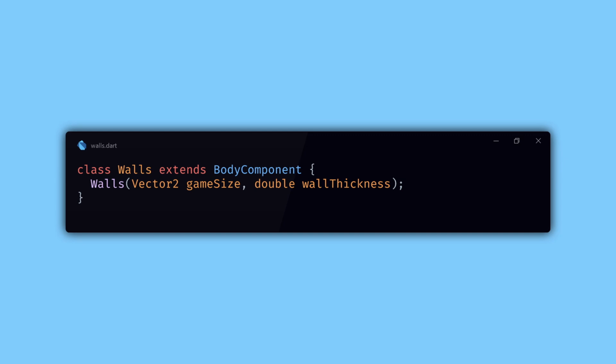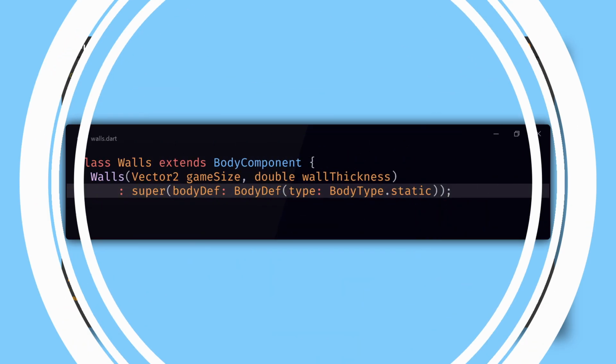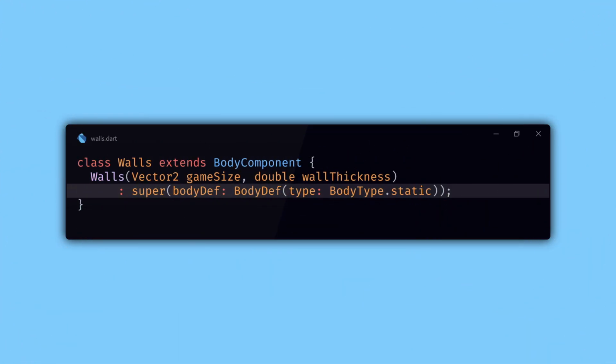the walls. Our walls class extends BodyComponent. BodyComponent is a base class provided by Flame Forge2d that integrates a Forge2d body into a Flame component. This makes it easier to manage and render physical bodies within the Flame engine. In the body definition of the super constructor, we will set the type of the body to static. By setting the type to BodyType.static, we ensure that the walls do not move or respond to forces.